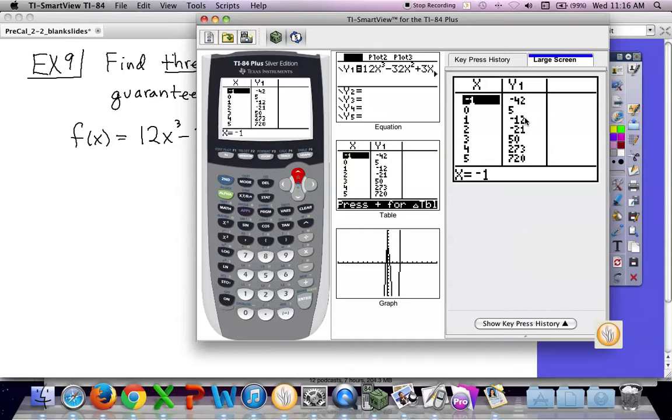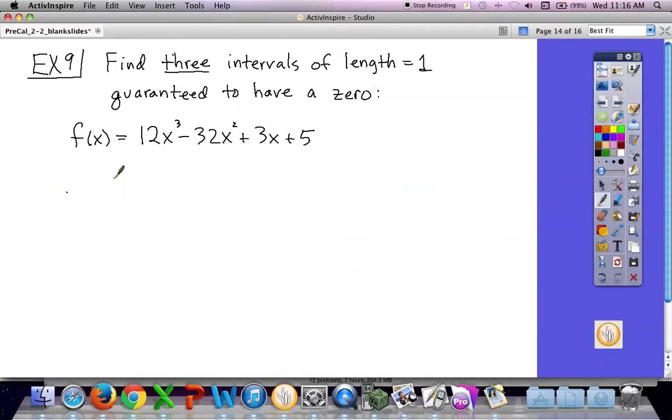Right? Where's another 1-unit interval that you see there? Between 0 and 1, it goes from 5 to -12, right? So there's another, and what's the last one? Between 2 and 3. So this is purely something you do in your calculator. You look at the table of values and you say, okay, here are your intervals: -1, 0; 0, 1; and 2, 3. What's the order? It doesn't matter. Each one has to have the lower number on the left, the higher number on the right.